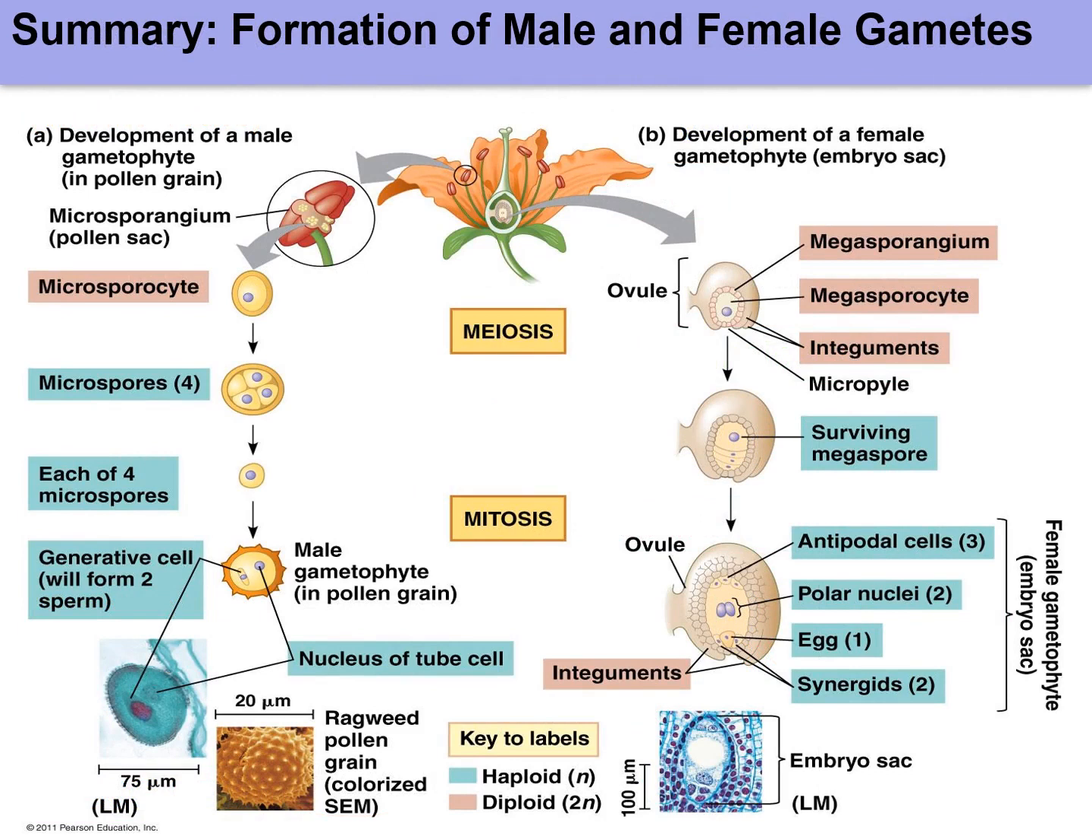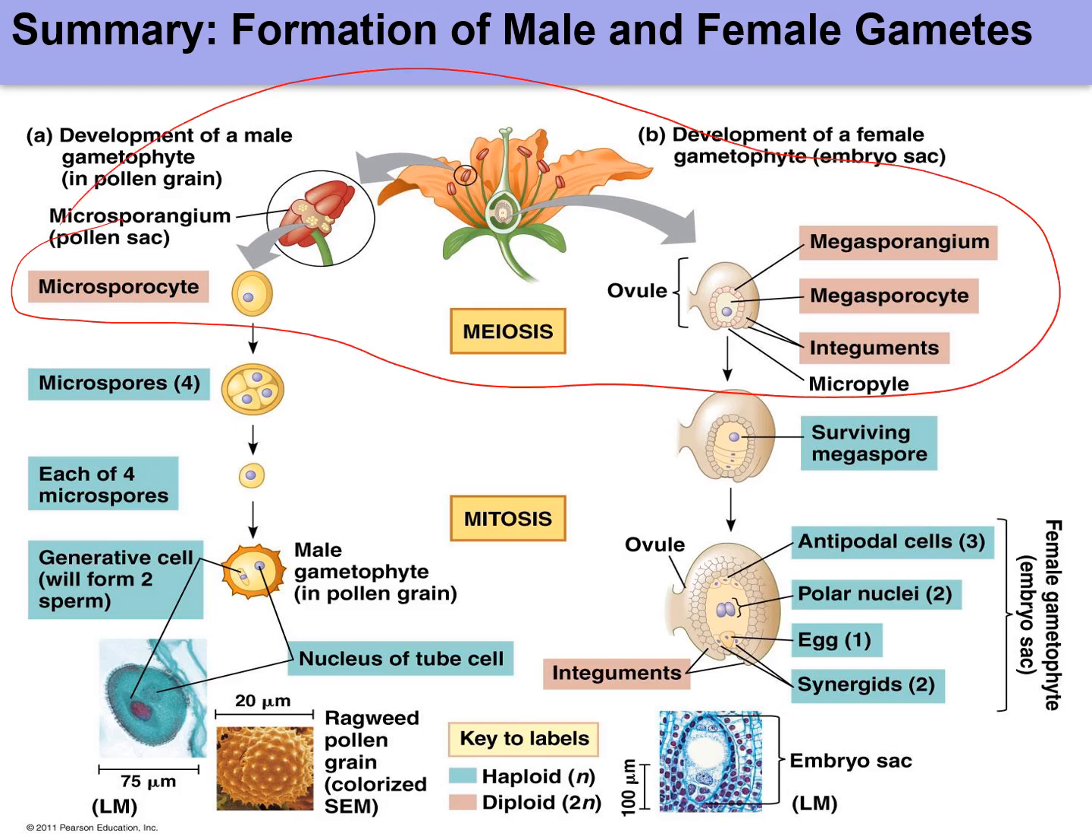So what you need to identify is the name of the terms, and the second one is the ploidy level. So kita tahu ploidy level kat sini adalah diploid, and starting from microspores, it's already haploid. So selepas haploid mesti mitosis lah, tak boleh meiosis lagi.